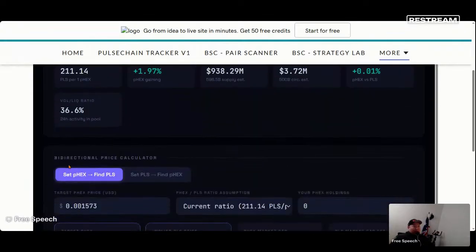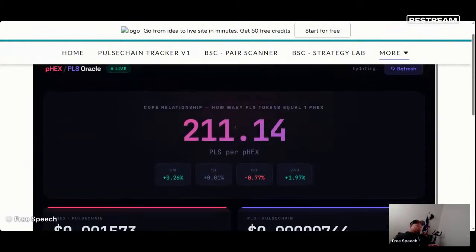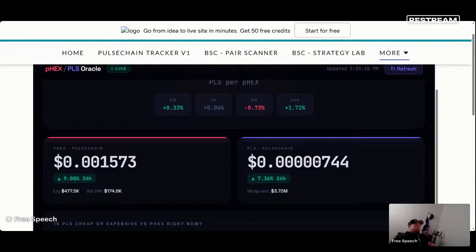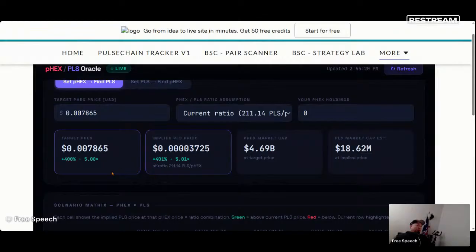Yeah, so that's the price. That's good, that's what we want. We basically want to see the current price at this ratio equal the current price of PulseChain, right? So with the current ratio, if it's a hold, how would ratios change?